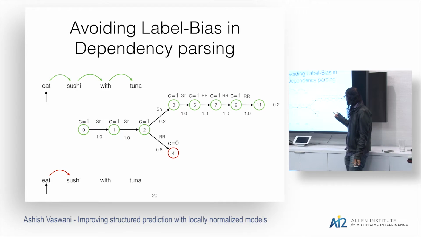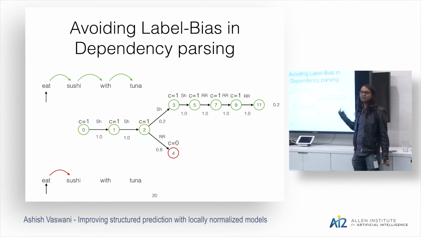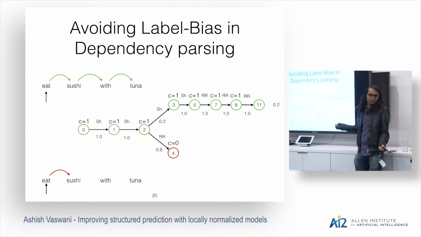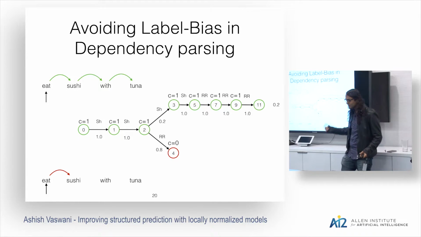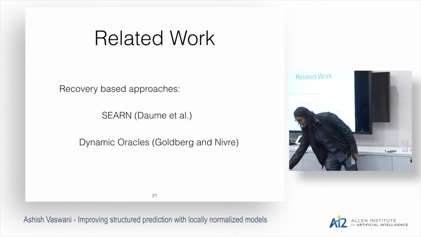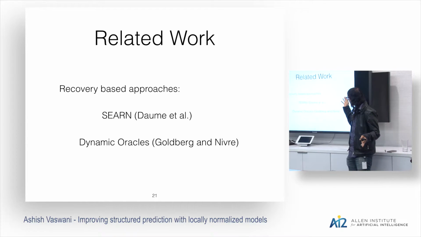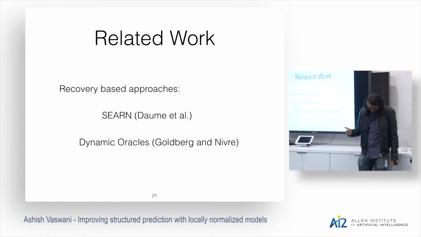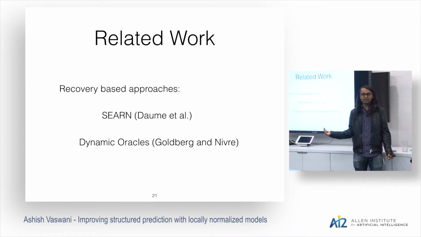It would be useful if you could get a notion of state quality, and there are only two kinds of states, good or bad. But how do we get this information? First, what has been the related work in this area? I like to call it recovery. Most of the related work has been recovery-based approaches: if you end up in a bad state, what's the best thing you could do to recover and get to a good parse?